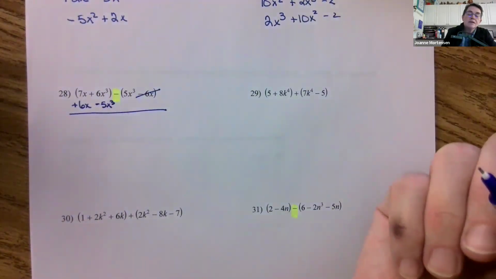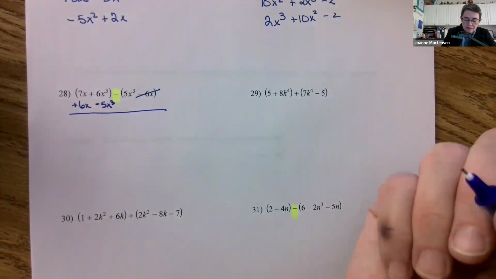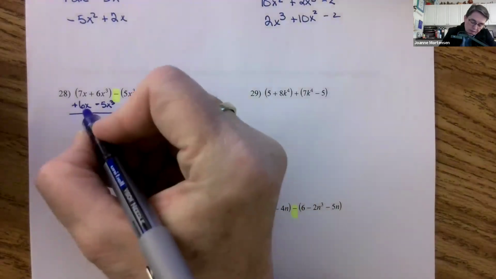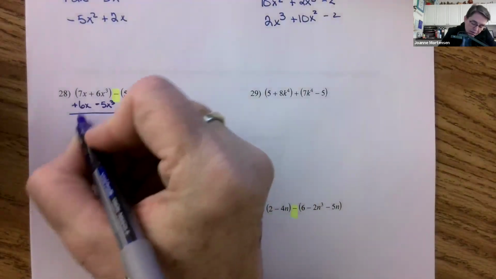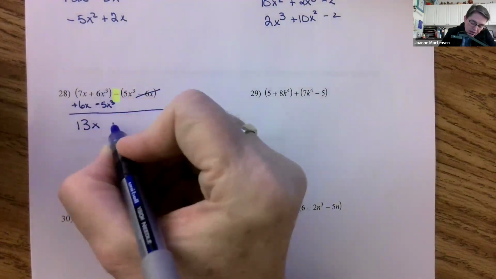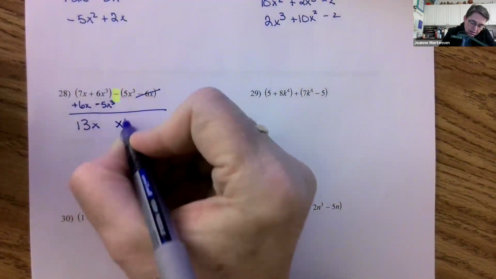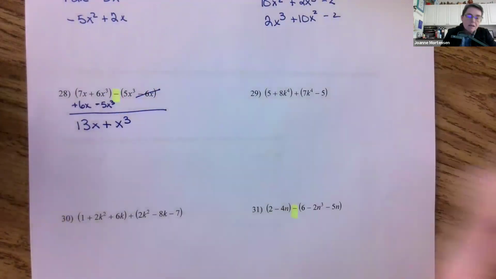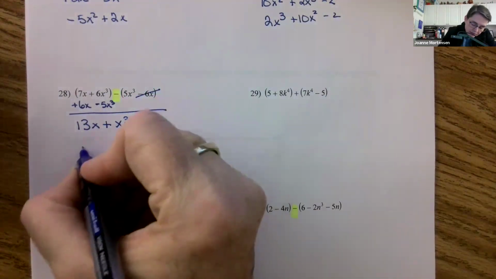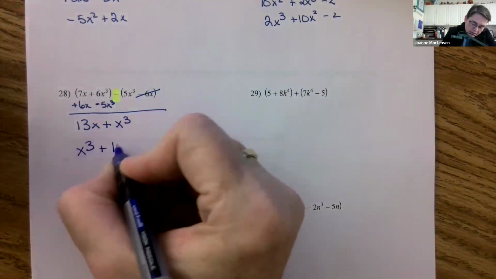Now, I was just thinking, if you want to be clever, you could write them in order to start with, but I just don't feel like being clever today. I'm just going to write them and then rewrite them. 7 and 6 is 13x. 6 minus 5 is x cubed. So plus. If you want to put the 1 in it, go ahead. You don't need it. So then x cubed plus 13x.